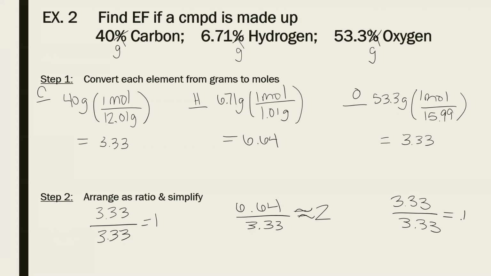Those are my ratios. So now I just put them in the order given to me. Carbon came first. Its ratio is 1. Hydrogen came second. Its ratio is 2, so that becomes a subscript. And then oxygen came third with a 1. So CH2O is my empirical formula.